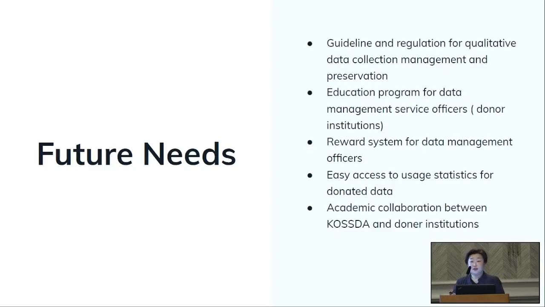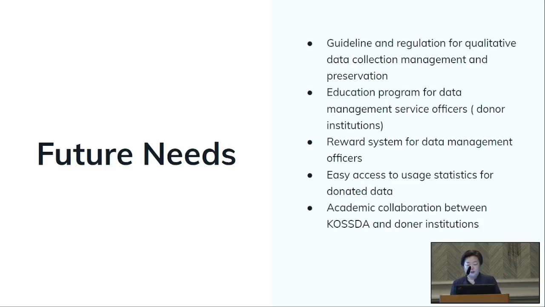So what they need from KOSSDA is like this. The first one is, as we said, guidelines, standards, and regulations for qualitative data collection and management, and nobody knows about it. That was a problem. The second one is, as I mentioned before, there is no data curator in their institution, so they ask KOSSDA to develop an education program for data management officers. That is their second strong demand.